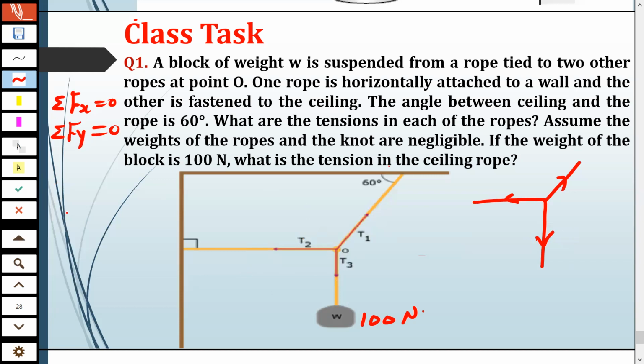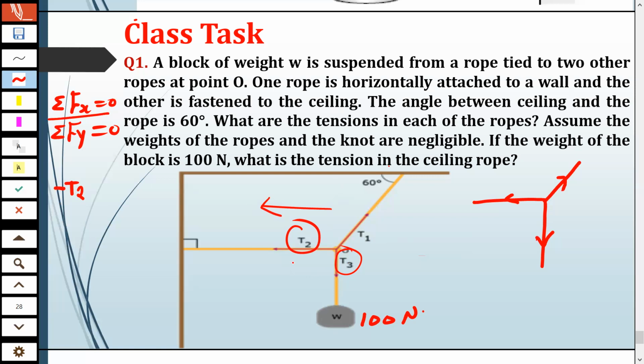0. So when you take the summation of forces in the X we have T2, and T2 is pointing towards the negative. So we're going to have negative T2. I'm starting with the X. So we have negative T2. And then in the X, do we have T3 in the X? No, because T3 is only in the Y.